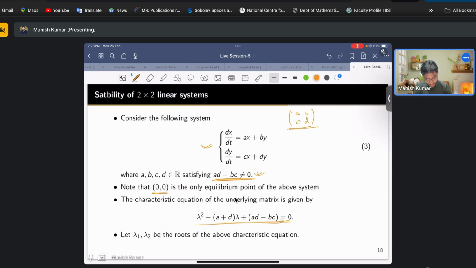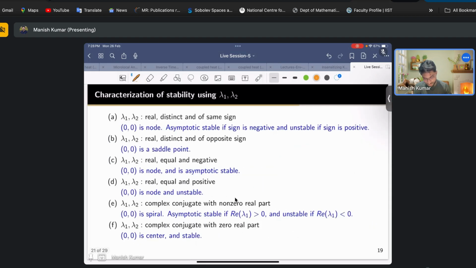If we solve this characteristic equation, we'll get two roots. Depending on how the roots are, we will characterize it. So let us see. Now consider the case when the eigenvalues are real, distinct, and of the same sign. They are real and distinct. In that case, this (0, 0) is a node.